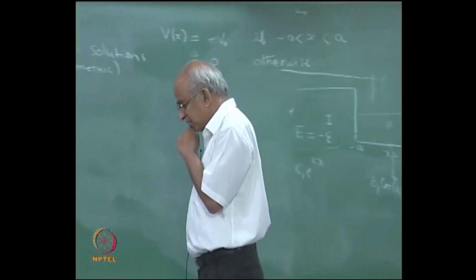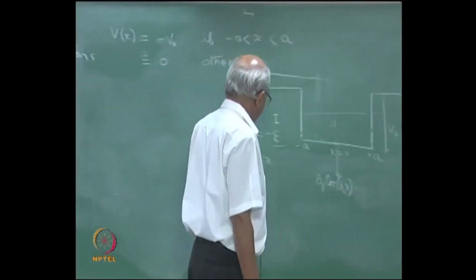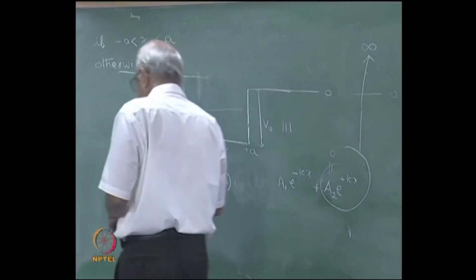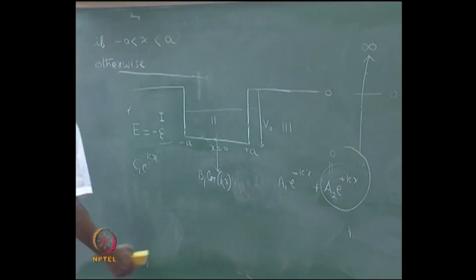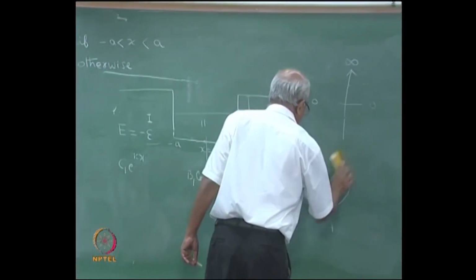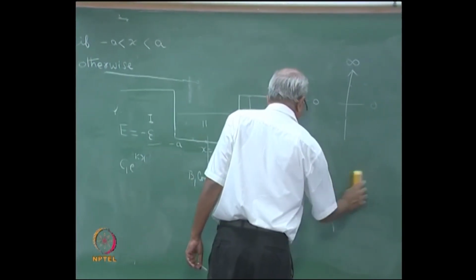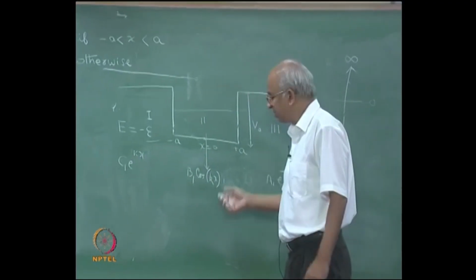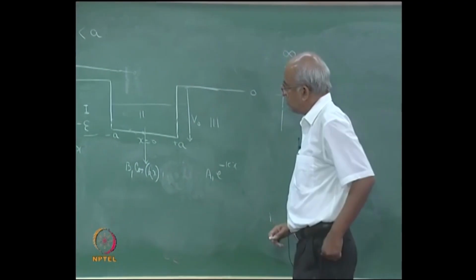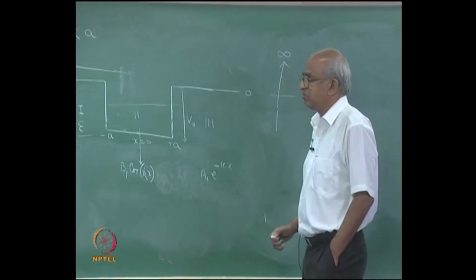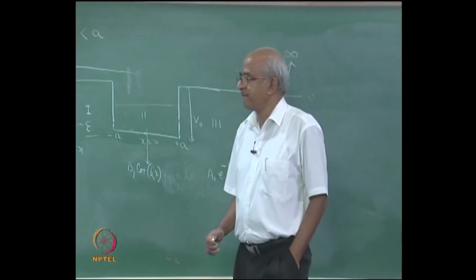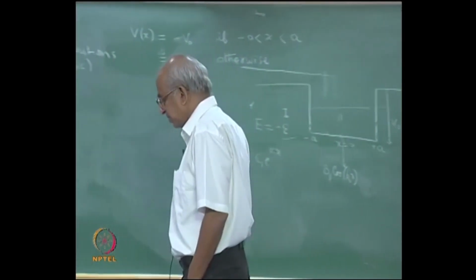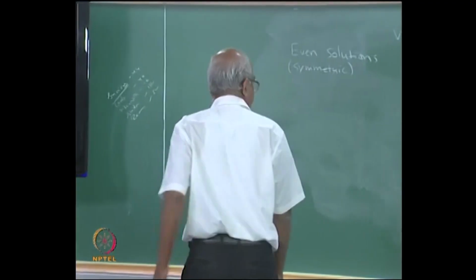So now we have the next problem. You see, we have to determine c1, b1 and the constant there is actually a1. So we have to determine these three constants a1, b1 and c1. How do I determine them? Well, let me tell you the way in which I will determine them.